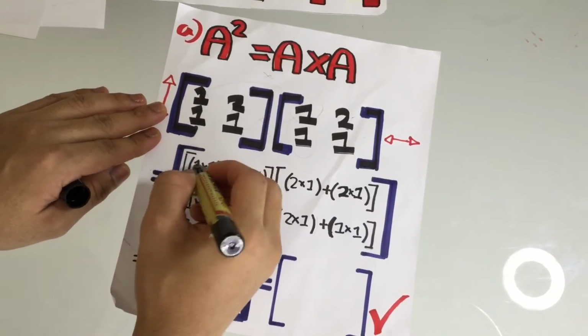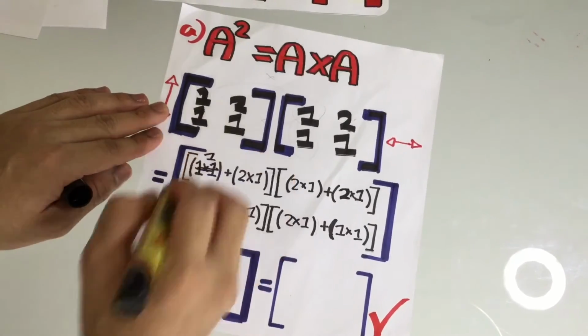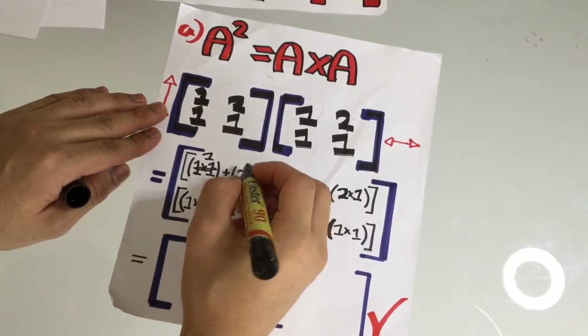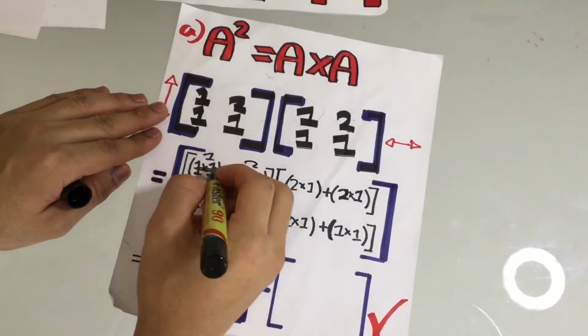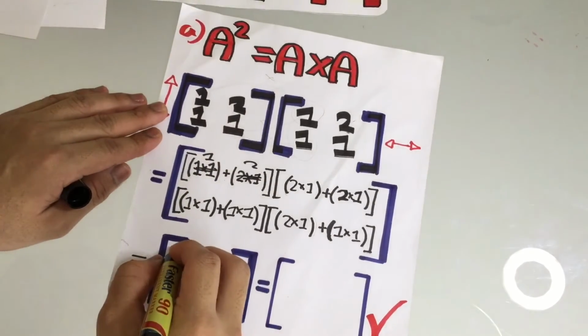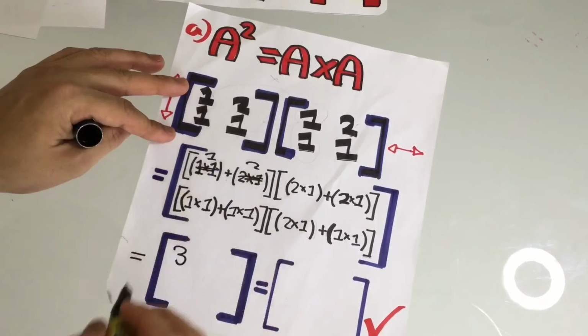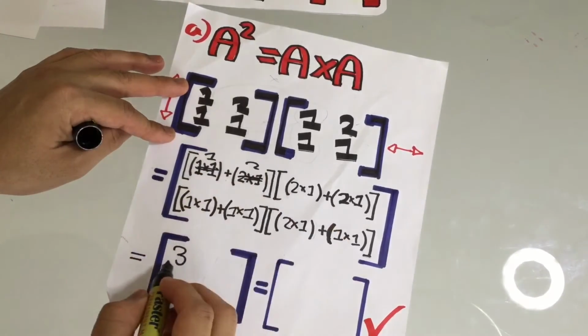Next part, this is equal to 1, so we just scratch it out. You can make this 1. This one, 2 times 1 is 2. 1 plus 2 means 3 here. See? Because this bracket is for this position here.